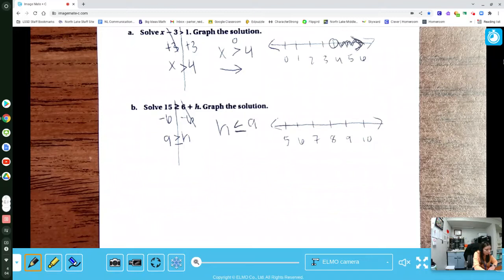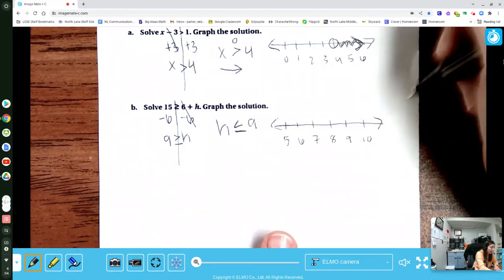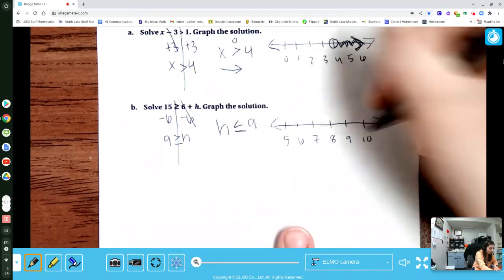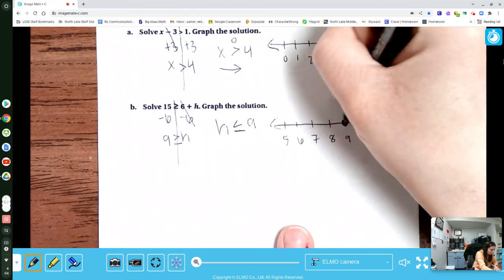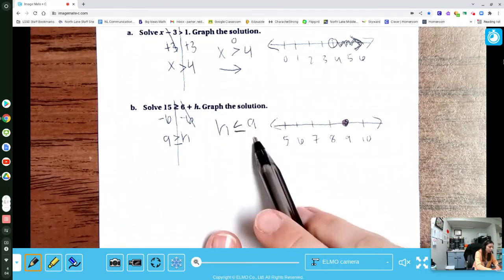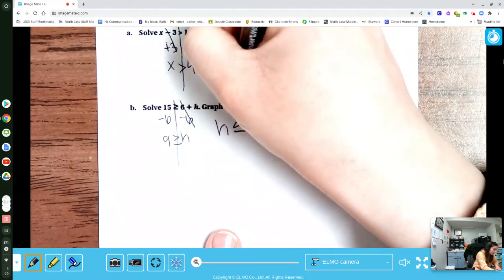So first, I want to know, is 9 a solution? Is 9 less than or equal to 9? Yes, it is. 9 is equal to 9, so it is less than or equal to 9. So I'm going to use a closed circle on the number 9. And again, we learned that when you have a less than or equal to sign, any symbol with a line underneath, we do use a closed circle.